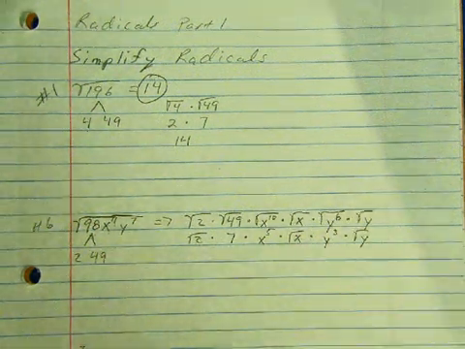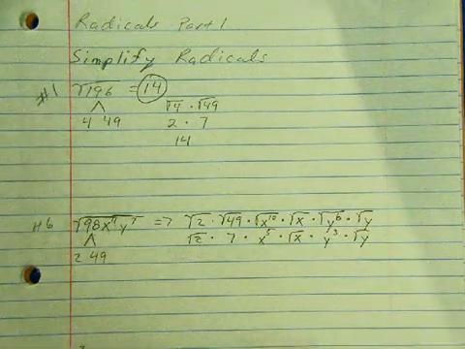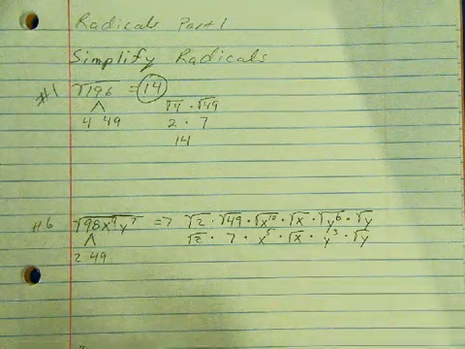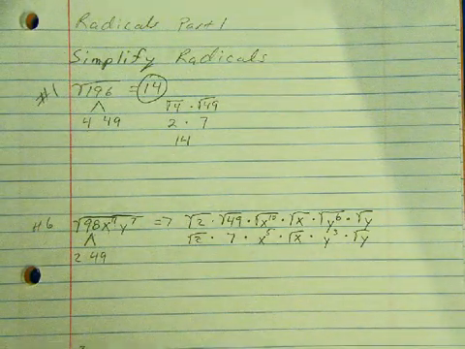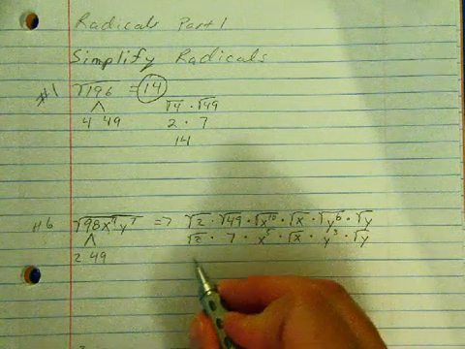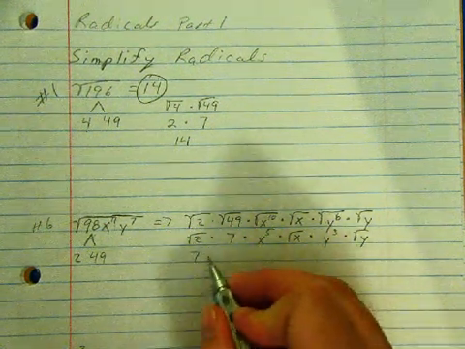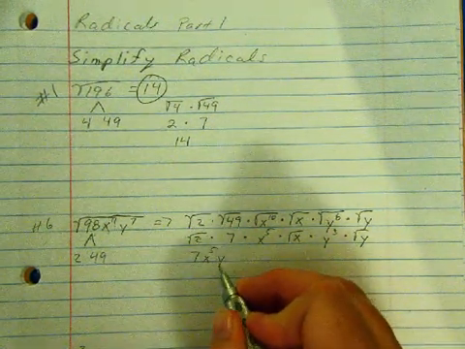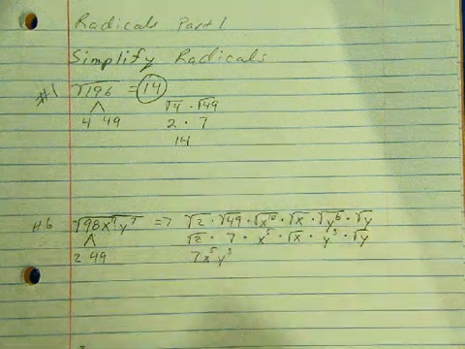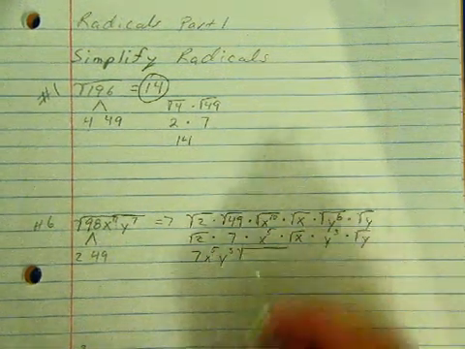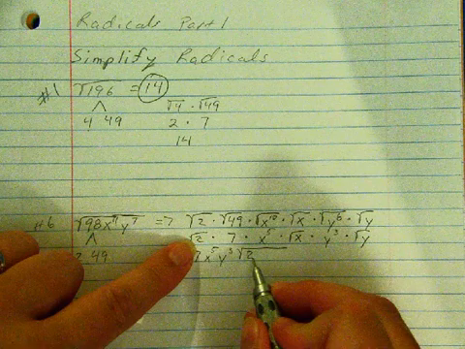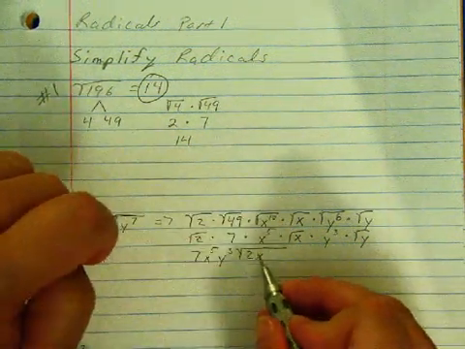And then we're going to reorganize things. Everything that's outside of the square root, we're going to put in the front. Everything that's under the square root, we're going to put in the back. So we're going to go 7, x to the 5th, y to the 3rd, and then we have our square root symbol. We have a 2, an x, and a y.